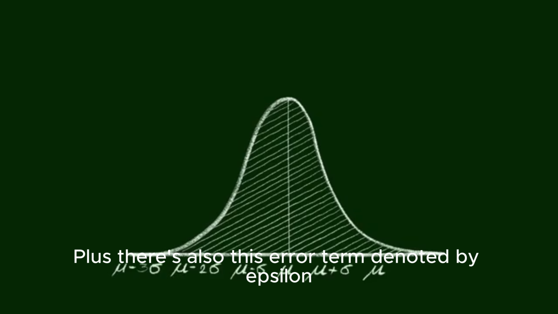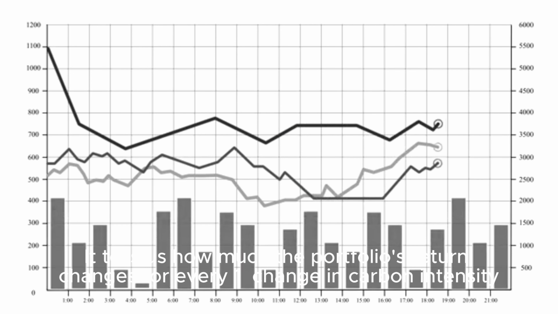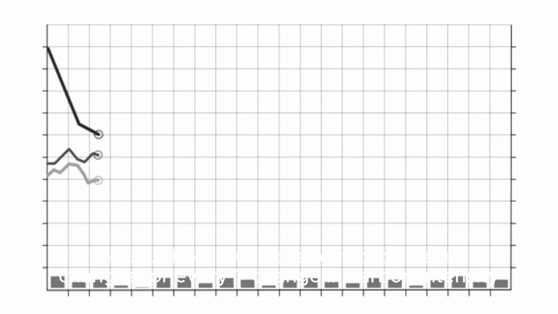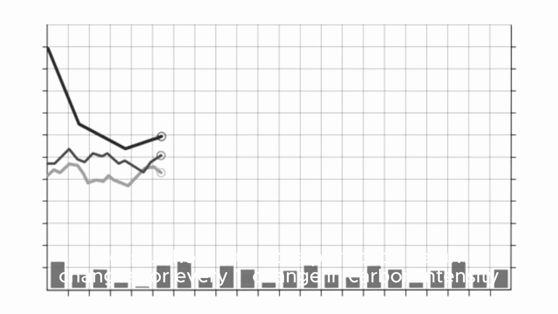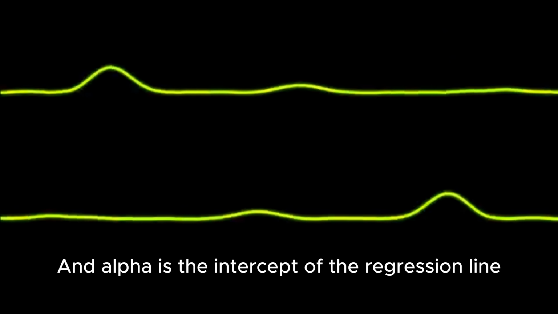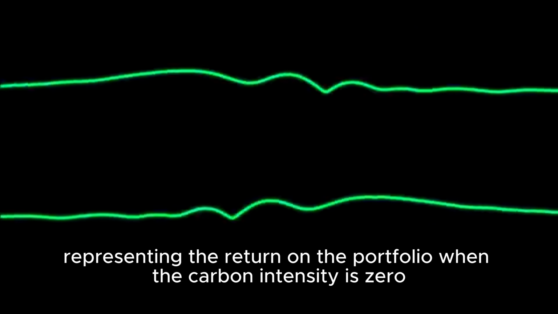Plus, there's also this error term denoted by epsilon. So, beta in this context is the carbon beta. It tells us how much the portfolio's return changes for every 1% change in carbon intensity. And alpha is the intercept of the regression line, representing the return on the portfolio when the carbon intensity is zero.